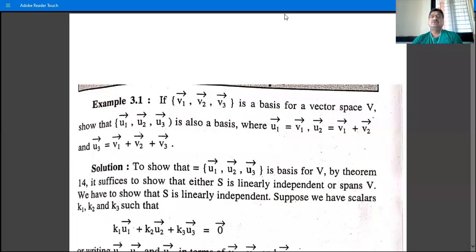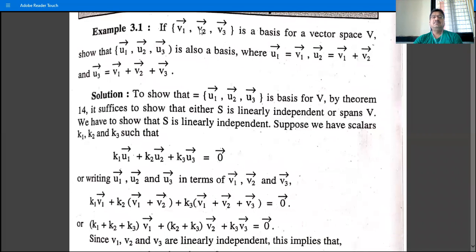So, more examples on basis. If V1, V2, V3 is a basis for vector space V, then show that U1, U2, U3, where U1 is V1, U2 is V1 plus V2, and U3 is V1 plus V2 plus V3, is also a basis for the same vector space V. So V1, V2, V3 is a basis for vector space V, and therefore the dimension of V is 3. And this set U1, U2, U3 contains 3 vectors from the vector space V.